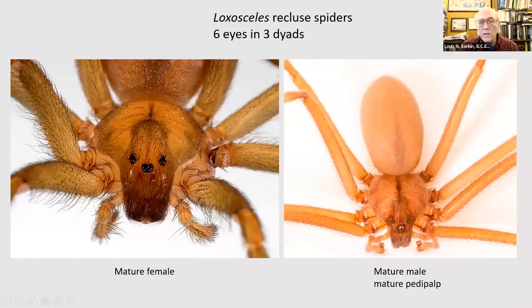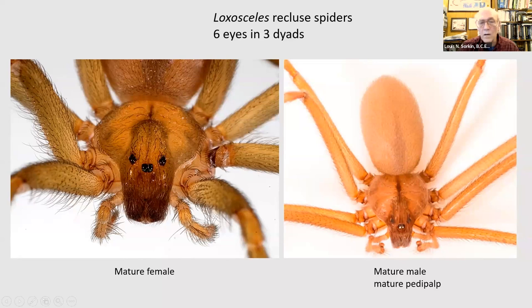The distinctive parts, of course, to be able to identify these spiders are the three dyads of eyes on Loxosceles and the distinctive palp on a mature male, because in spiders, the male has a modified palp for transferring sperm. And you could see it's a very simple arrangement in this particular spider.